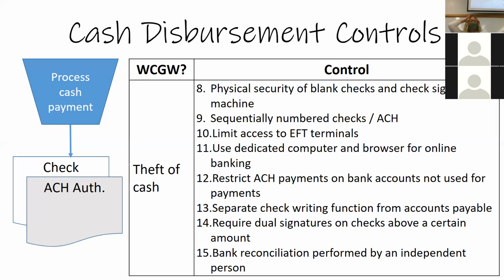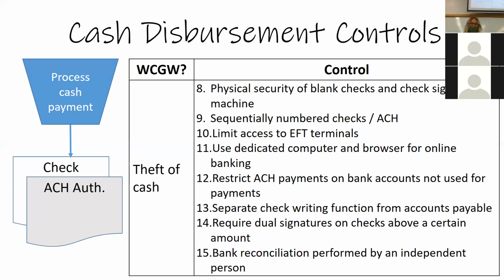Exactly. When we use sequentially numbered checks or ACH authorizations, it allows us to immediately identify when something's missing, when something tries to get run through twice. And that allows us to better keep track of our cash. Limiting access to the terminals that can authorize electronic fund transfers. Using a dedicated computer and browser for online banking. Restricting ACH payments on bank accounts not used for payments.